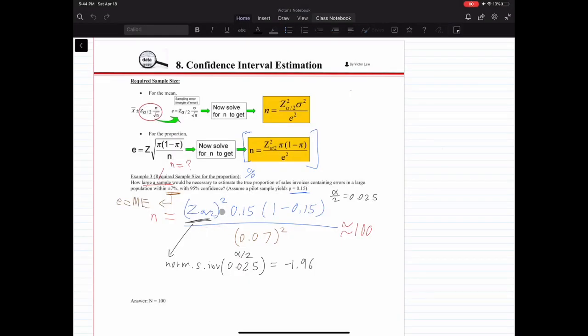Once we calculated the z critical, which is negative 1.96, now we can plug it into the formula to get N. So N equals z critical squared, so 1.96 squared, times pi, which is 0.15, times 1 minus pi, so 1 minus 0.15, divided by your E squared. So your error term squared. Error term is 0.07 squared. If you do the calculation, you're going to get approximately 100. And that's your answer for example 3.